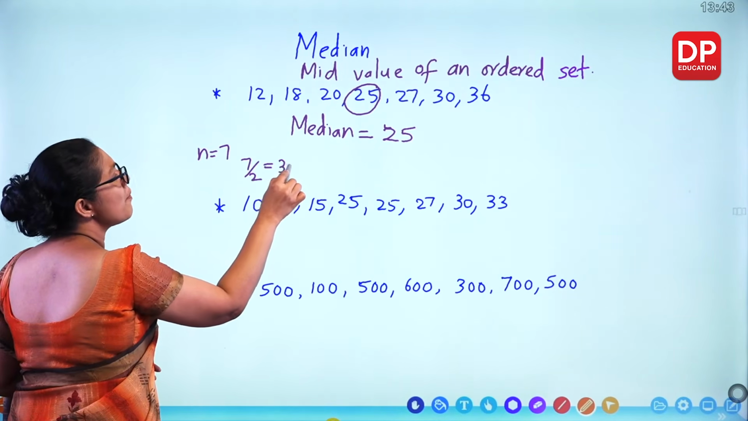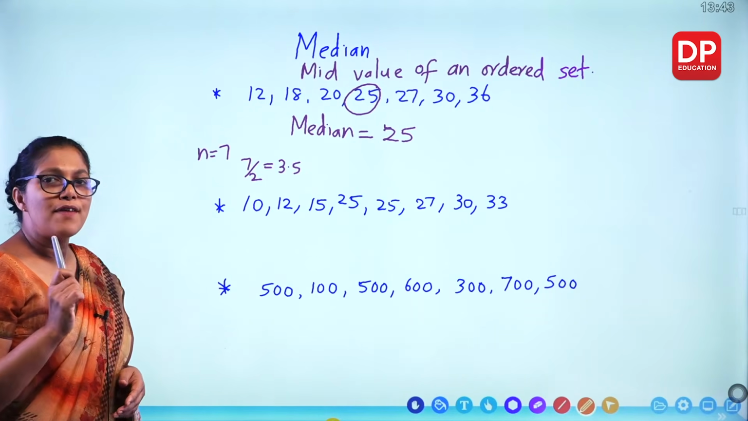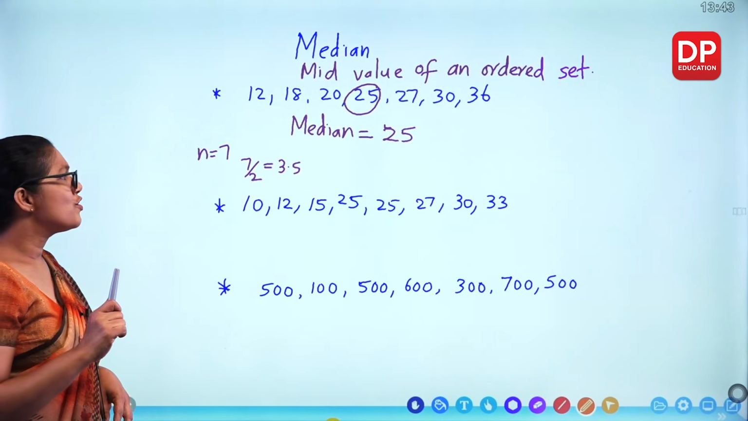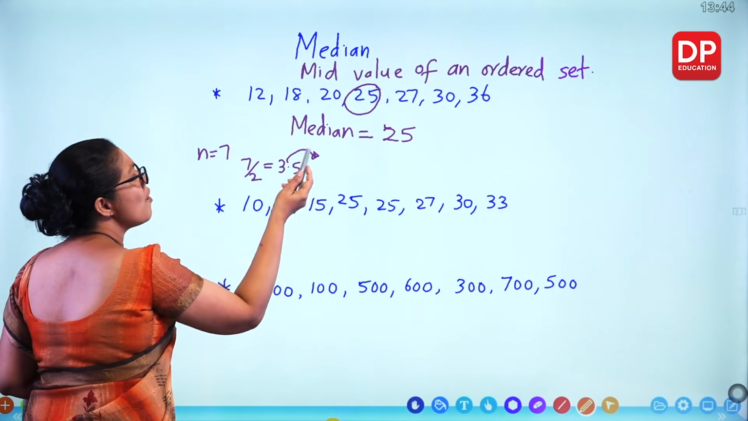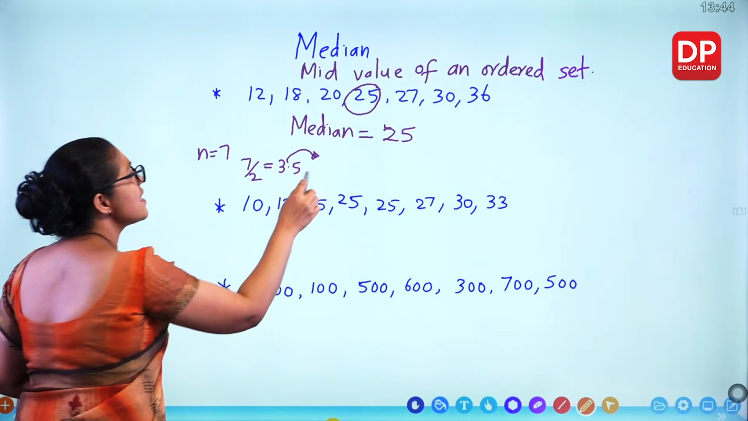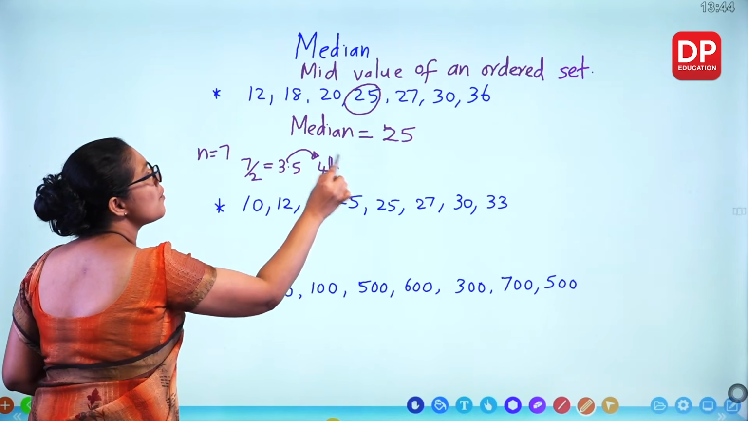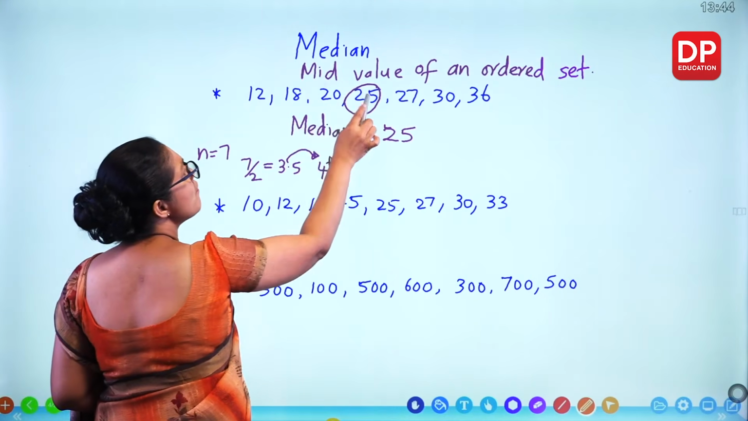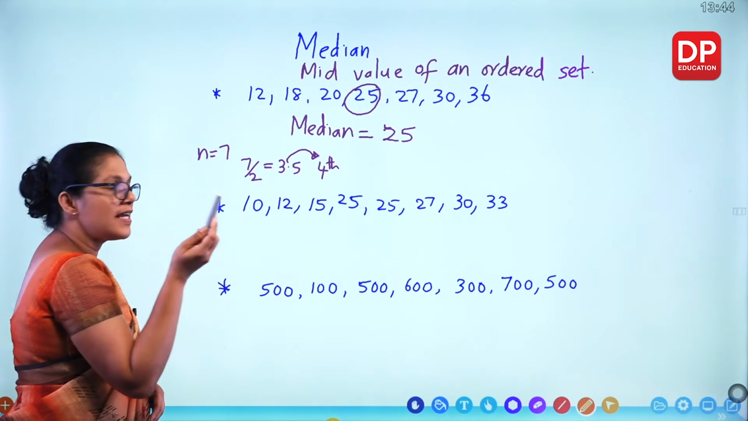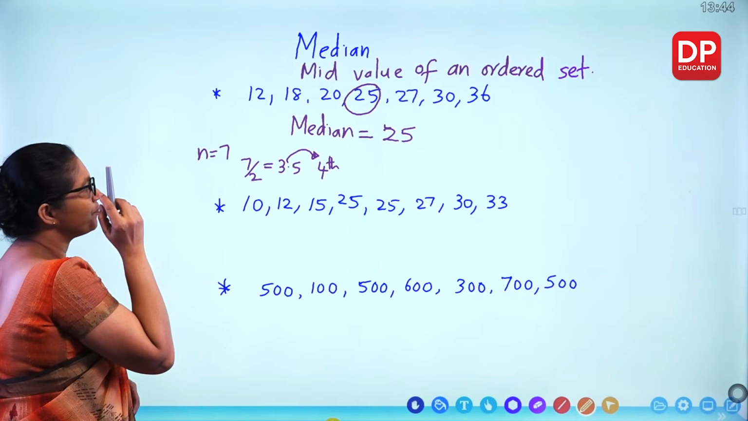You get 3.5. When you get a decimal number, what you do? Take the next number after 3.5. The next number is the fourth one. The fourth one is the midpoint. 1, 2, 3, 4. So straight away we get the mid value.